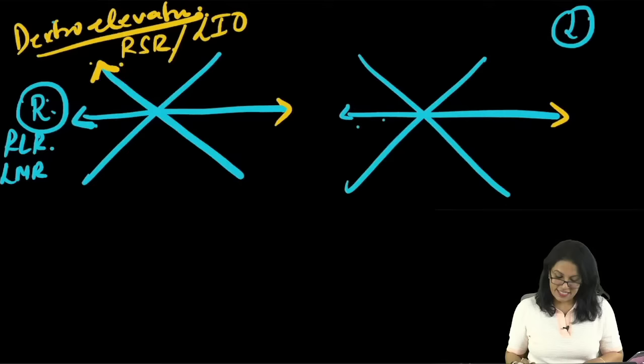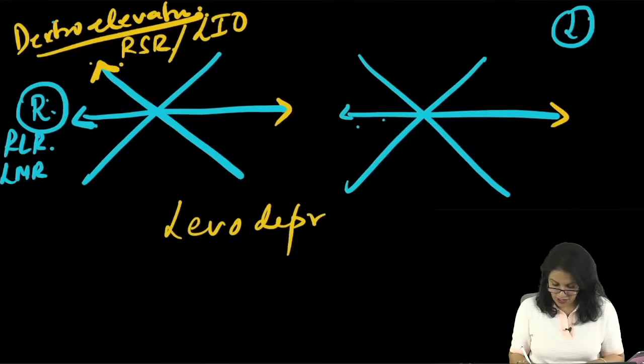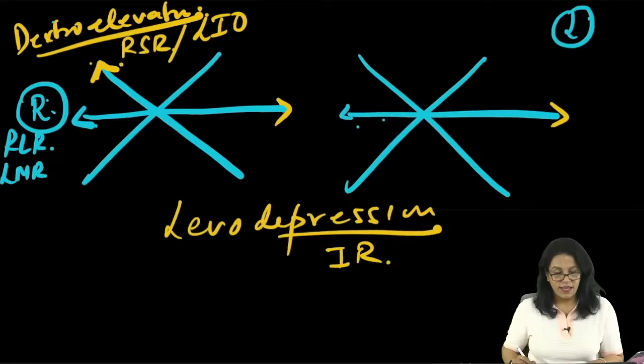Okay. So what are the muscles? What is the question asked? If we talk about a question oriented discussion here, what are the muscles working in levo depression? If you have to think of levo depression, you have to again think of what are the muscles which depress. The muscles which depress are inferior rectus and superior oblique.